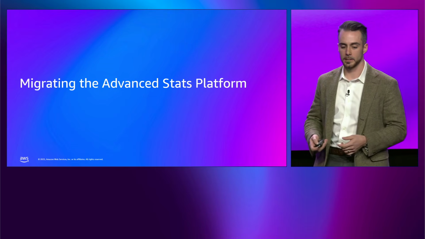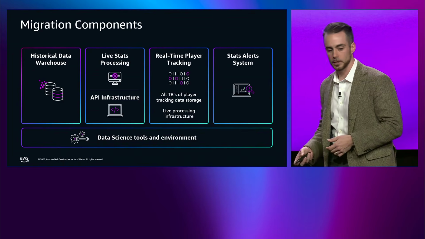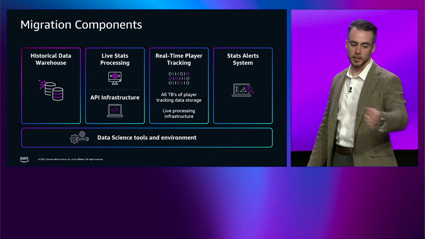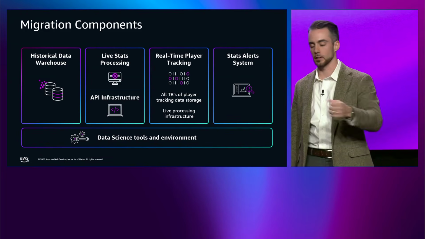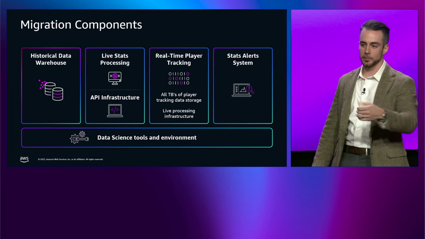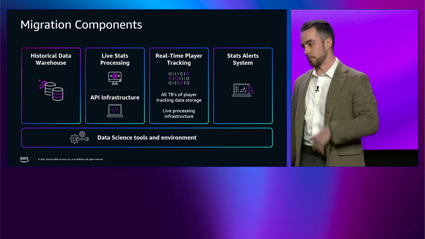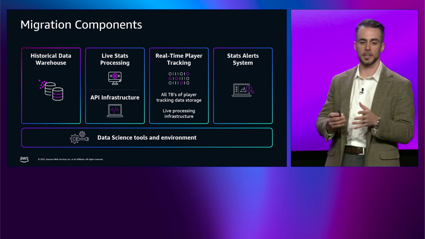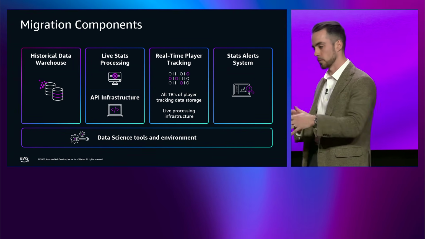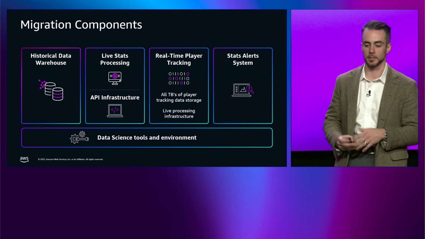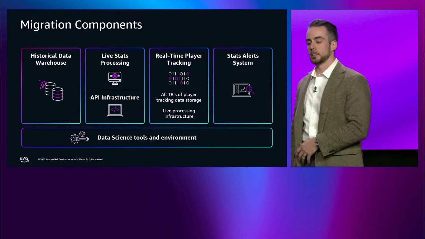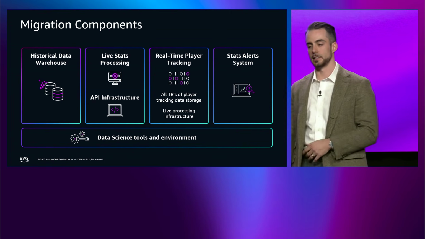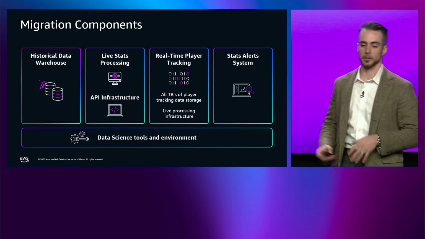So with migrating the advanced stats platform, Charlie talked about it, we have many different operations within the stats team. So we had to migrate our historical data warehouse. We have our live stats processing and delivering those via our APIs. And then we have our real-time player tracking data, which included moving terabytes of data over to AWS, which there were many tools available to help us do that effectively and efficiently. But that also includes the live processing of that player tracking data and getting that out to our fans. And I'm going to go into more detail about that architecture and how we migrated that over on the next slide.